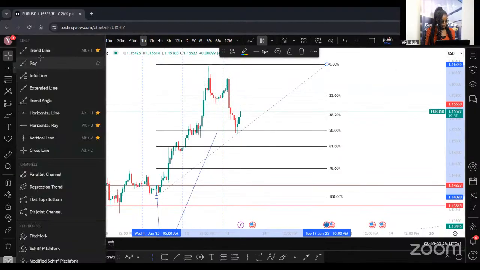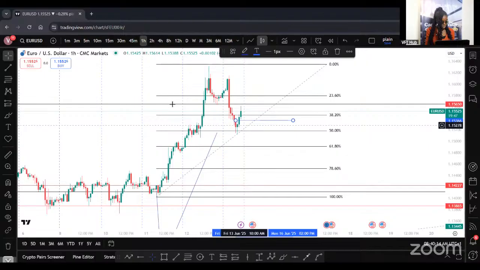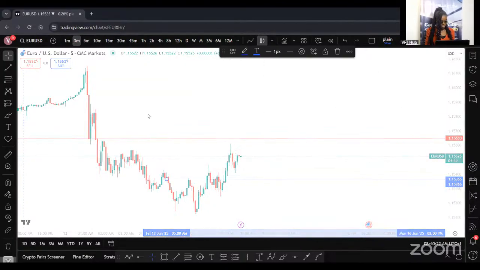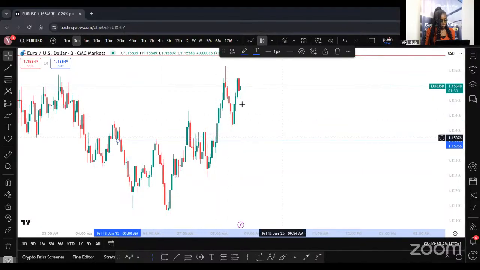I have seen a base being formed at this 50% fib level. All I will do is mark my line on the second candle and narrow down to my 5 minutes time frame to see if I can spot any variation pattern. I haven't seen any yet on the 5 minutes time frame. Down to the 3 minutes time frame also, I haven't really seen a clear variation pattern being formed. So all I'll wait for is for me to see a variation pattern being formed. And after seeing that, I will take my buy entries for Euro USD, right?